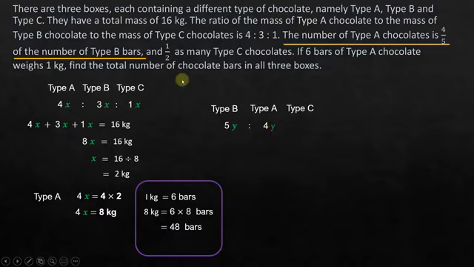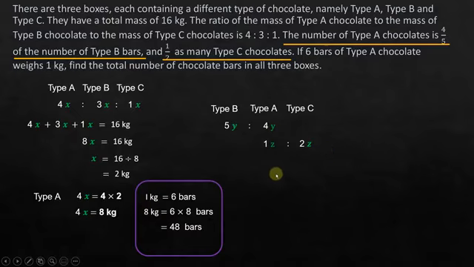And then the second statement states that type A chocolates are half as many as type C chocolates. So again, 1 unit for type A and 2 units for type C. So 1Z is to 2Z. Why do we put Z? Because this is a separate ratio that we are putting in here. So Z may not be equal to Y, so that's why we are writing it separately.